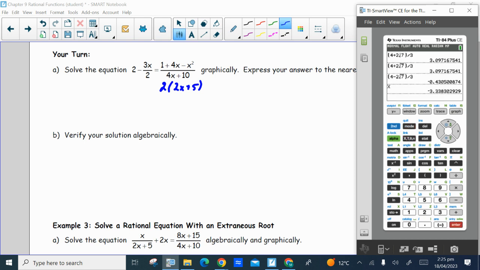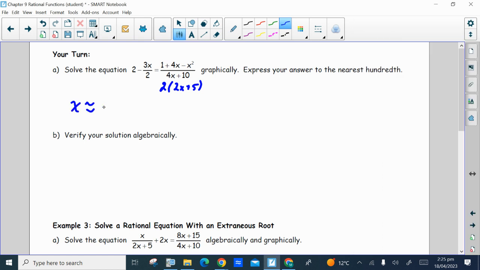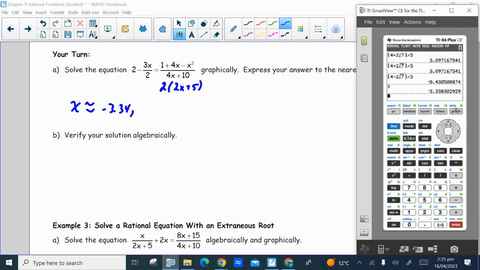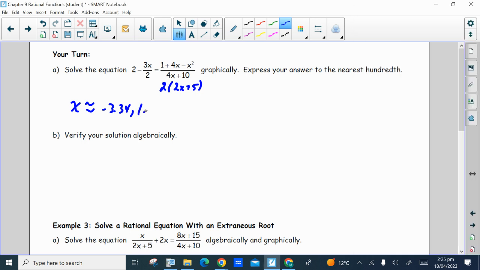Yeah, so -3.34. Our second one, I'll put my guess at +1, and it looks like 1.14. And those are approximations because those numbers appear to be irrational, so they need to be rounded.